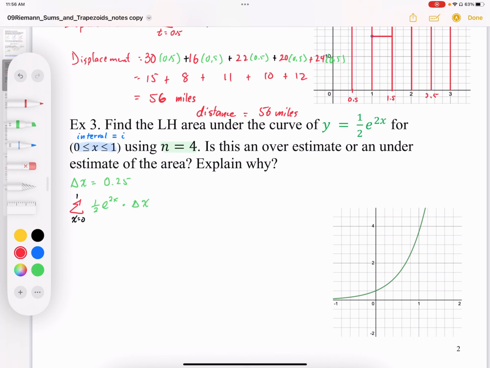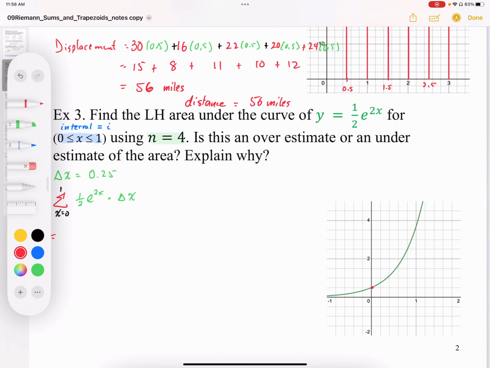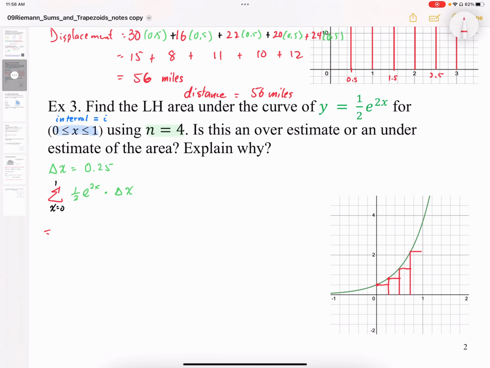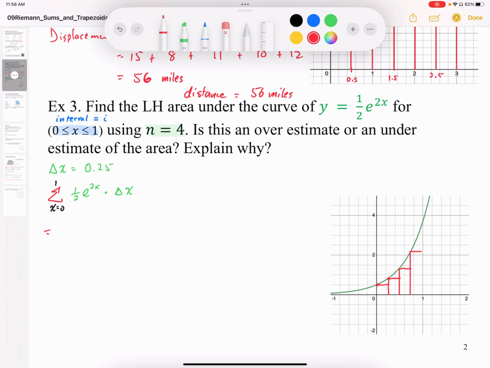Okay, so to take the sum here, I'm going to take the left edge. That's going to be my first interval. And I need to divide this up into 4 equal parts. So this is approximately somewhere around here. That's going to be halfway here. So these are going to be our rectangles that we're going to work out. And the first rectangle, I'm going to take the height at, in this case here, the height is going to be at 0. So e to the 0 times 1 half, and then times that by 0.25.